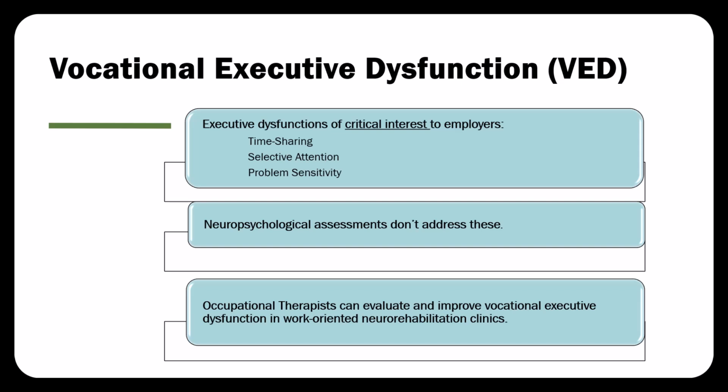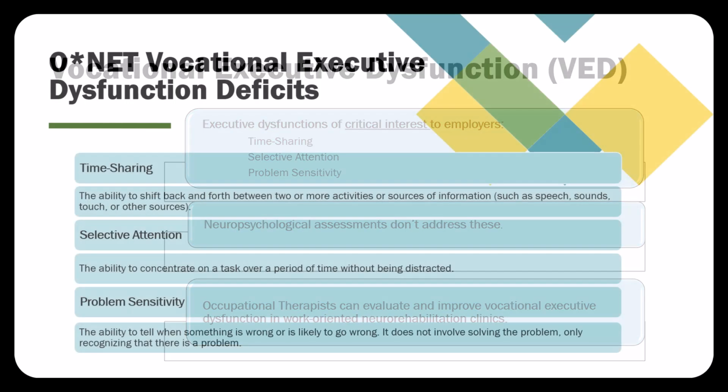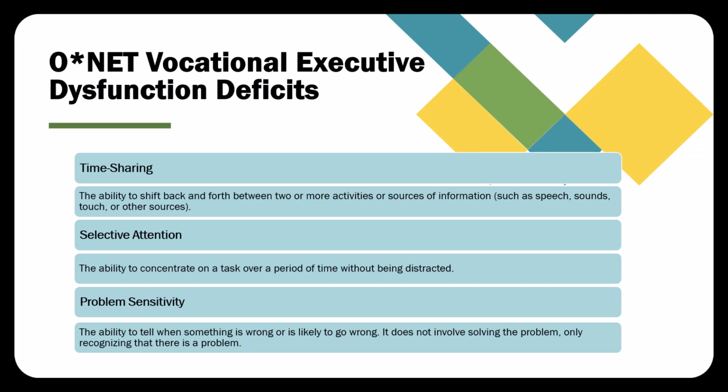Occupational therapists can evaluate and improve executive dysfunction in work-oriented neuro rehab clinics. And OTs do this through the use of ONET, the Occupational Information Network. ONET has 21 cognitive ability variables, several of which have to do with executive dysfunction. Time sharing is addressed in ONET, the ability to shift back and forth between two or more activities or sources of information, such as speech, sounds, touch, or other sources.